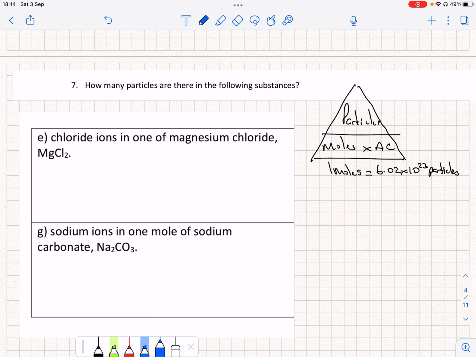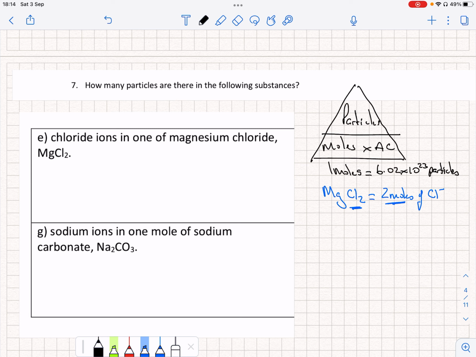We've got magnesium chloride, so MgCl2, and I'm trying to find out how many lots of chloride ions are in there. So you can see here that there are going to be 2 lots or 2 moles of chloride ions inside magnesium chloride. So therefore, if I want to know how many actual ions there are going to be, I'm going to have to work out 2 moles times by Avogadro's constant.